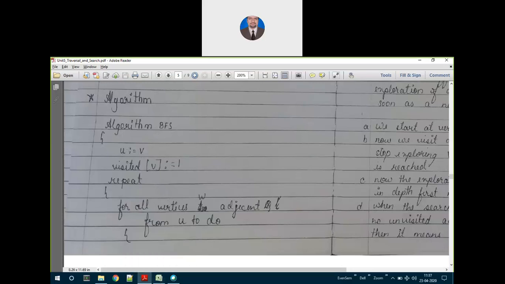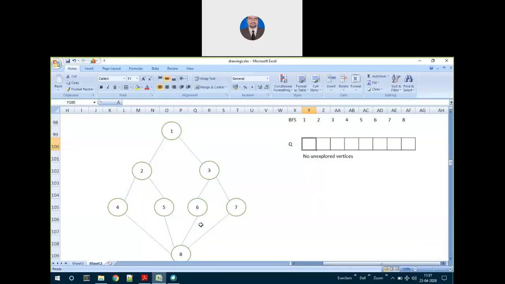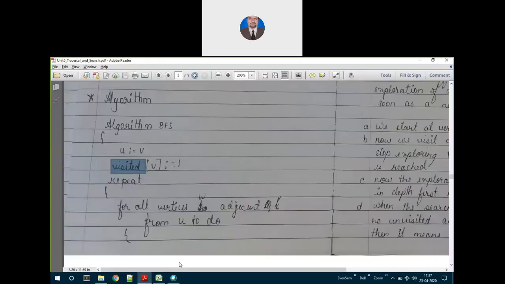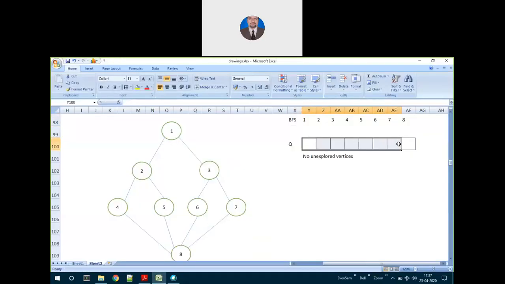Now, in this one I'm using u, v, and w, and there is one more array by the name visited. This visited array is nothing but, in this particular example, the BFS result. Then I will also be using one more data structure, which is called q. It is there in the next line. That q will be containing all unexplored vertices.